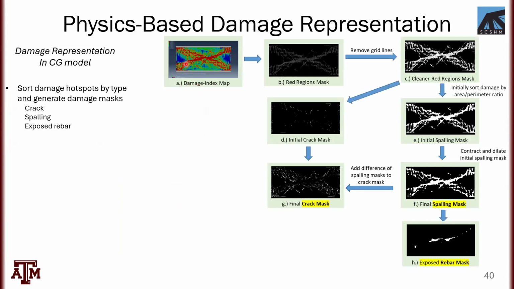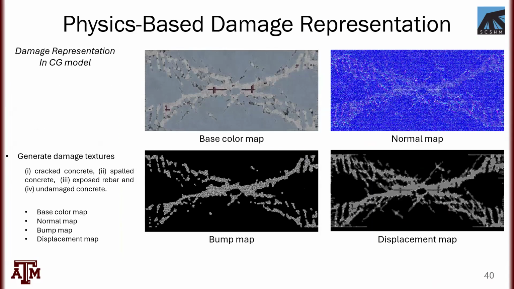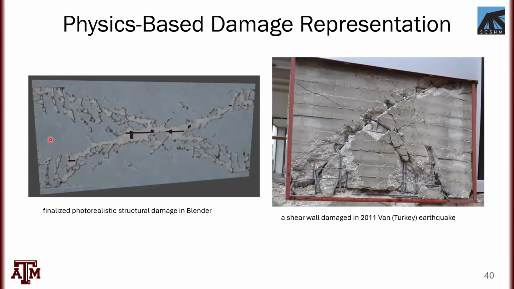We start with our damage index map, generate a whole bunch of masks for where different damages might be occurring. Each mask pertains to one kind of damage. So you have cracks, spalling, rebar exposure, et cetera. We generate our different textures for that photorealistic component that I talked about. And finally, this is our quote-unquote photorealistic structural damage.